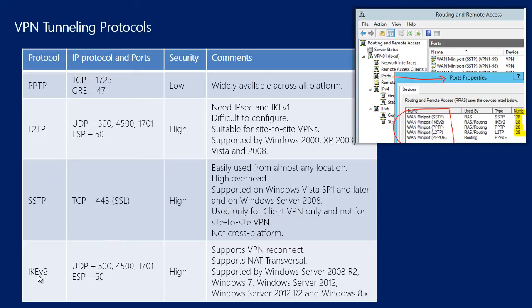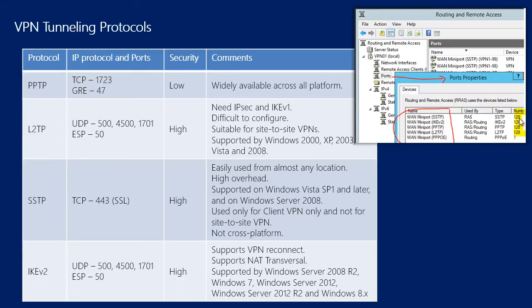The next one is IKEv2, which is Internet Key Exchange version 2. It uses UDP ports 500, 4500, 1701 and ESP 50. It has very high security. It supports VPN Reconnect and NAT traversal. It is also supported by Windows Server 2008 R2, Windows 7, Windows Server 2012, Windows Server 2012 R2, and Windows 8 and Windows 8.1.